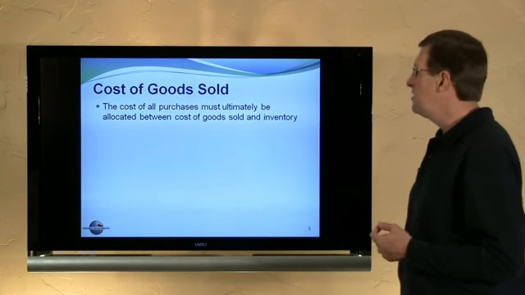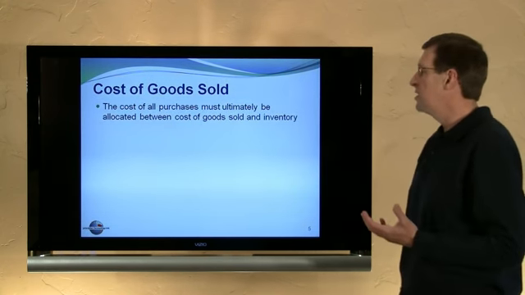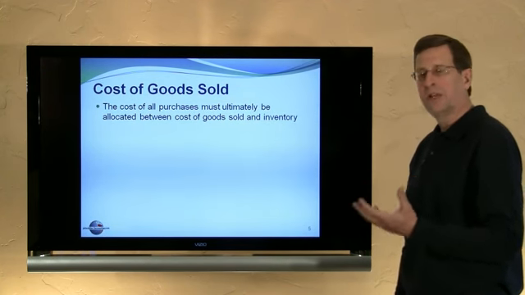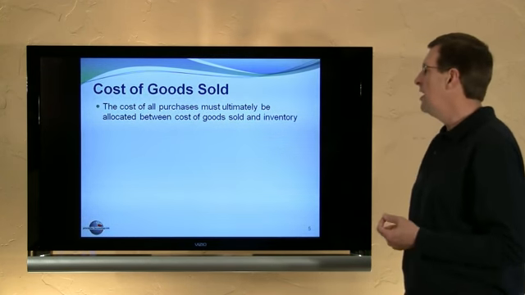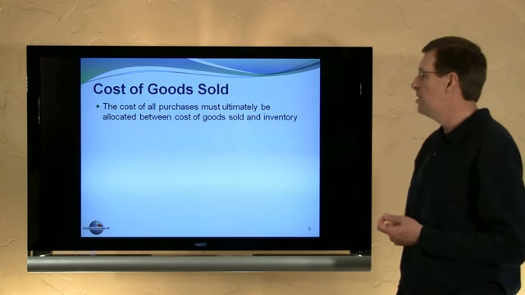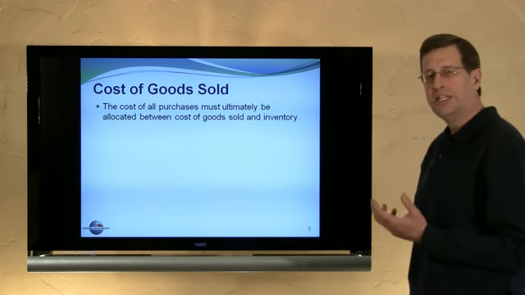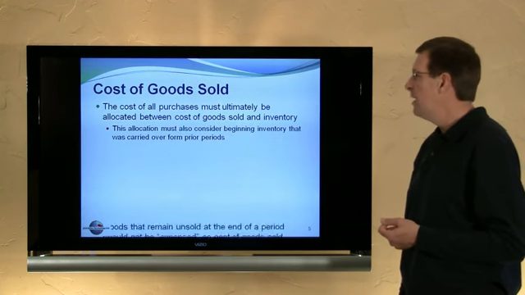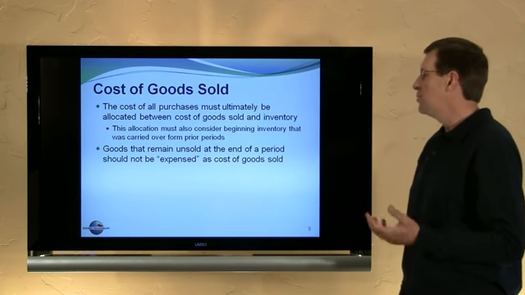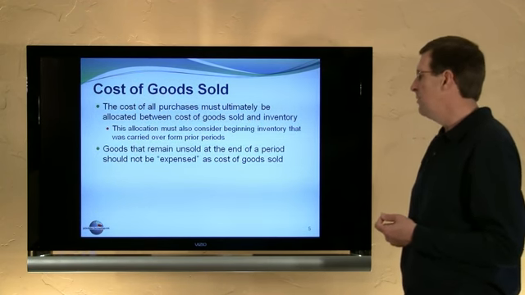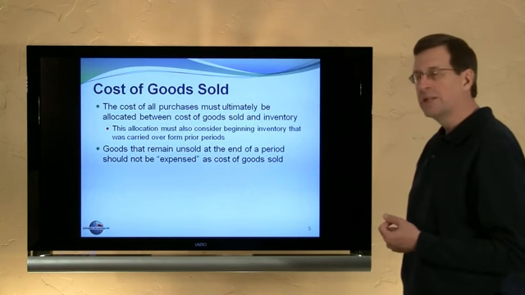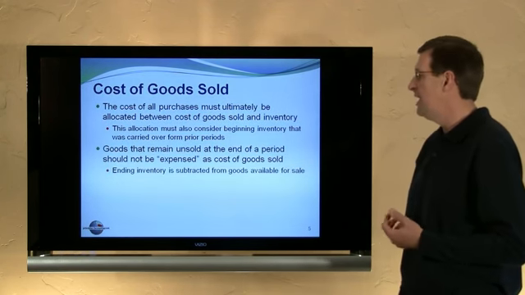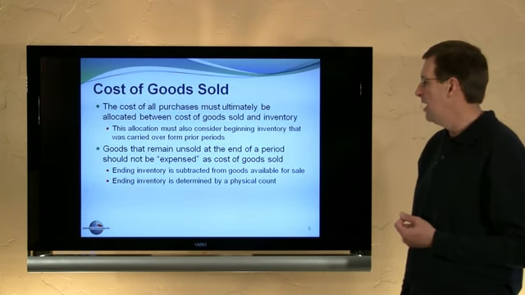Turning to the consideration of cost of goods sold, the cost of goods sold is the amount of the cost attached to the goods that were delivered to customers. This calculation requires consideration of all purchases as well as changes in inventory during the period. We need to consider beginning inventory as well as purchases, as well as goods that remain unsold at the end of a period. Those goods that remain unsold at the end of the period should not be included in an expense calculation. They're ending inventory, and we'll see this calculation.